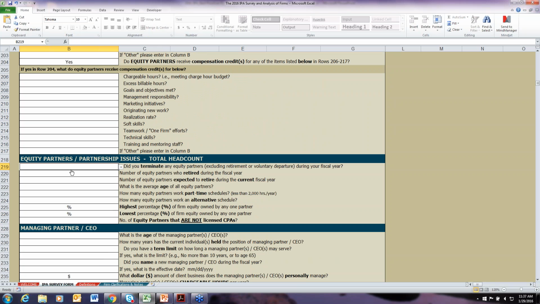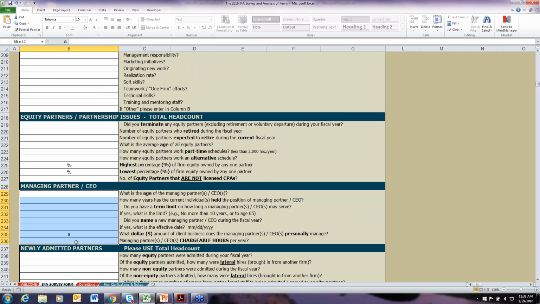Section 219 to 227. This section is exclusive to information about equity partners. If you're not tracking some of this information, we would really encourage you to consider the potential value of doing so. In row 227, I'm not going to read through all the lines above that. They're pretty self-explanatory. But in row 227, we're looking to see the total number of equity partners who are not CPAs. We are not looking for the total number of non-equity partners. We are looking for the total equity partners who are not licensed CPAs.